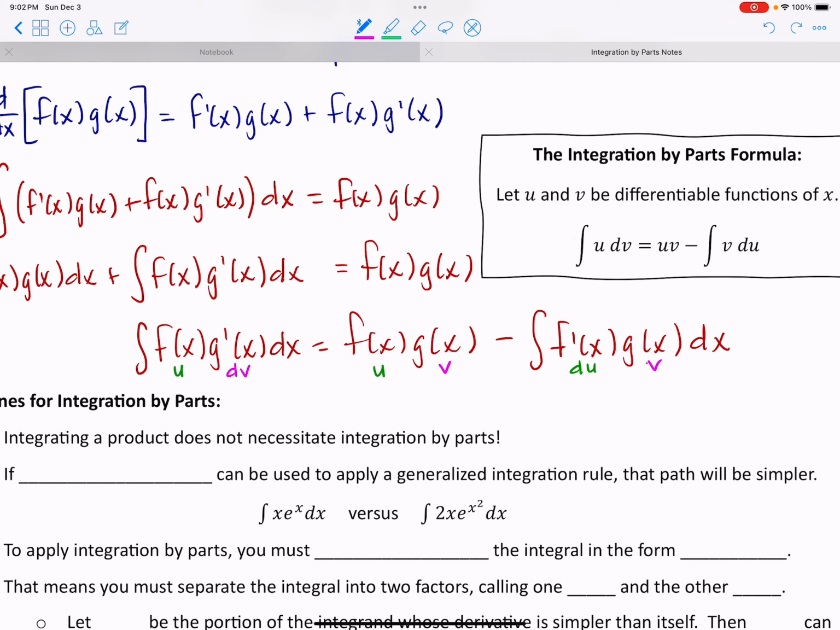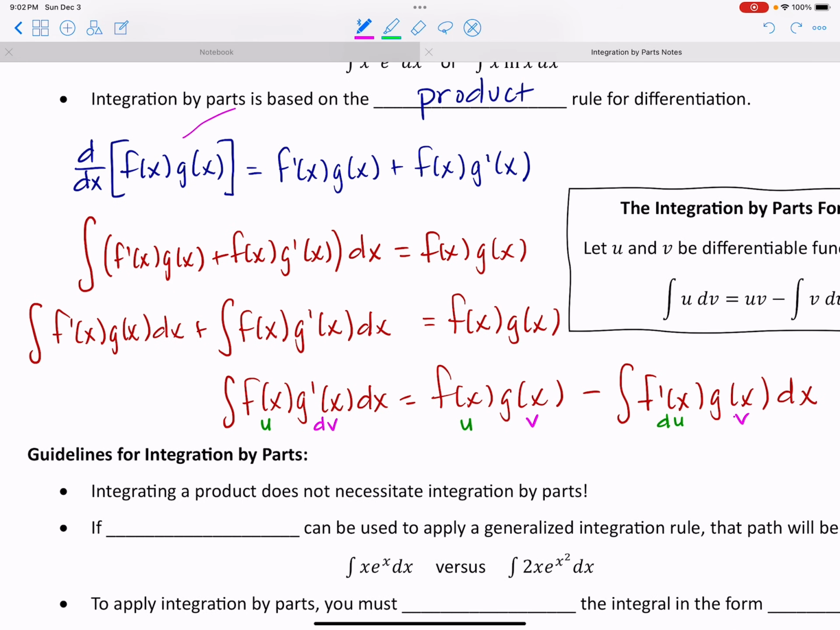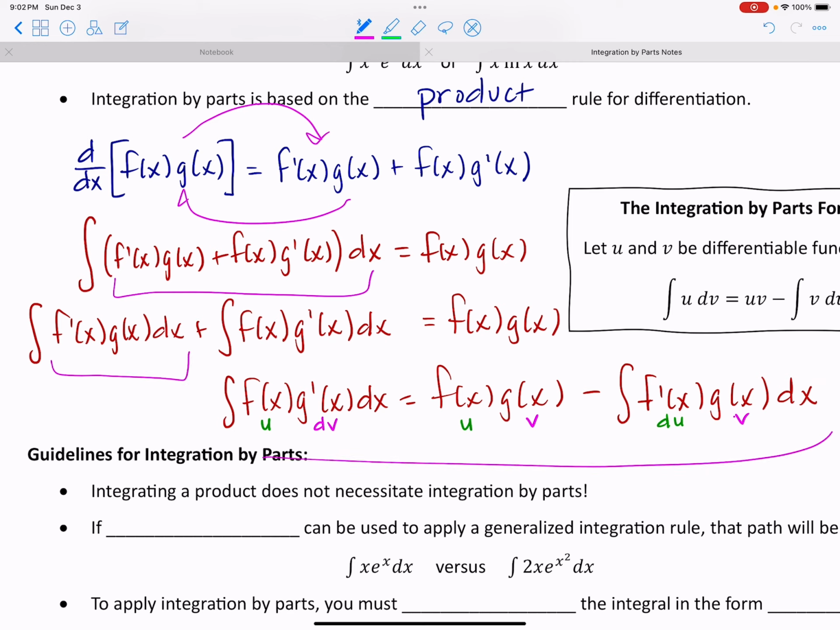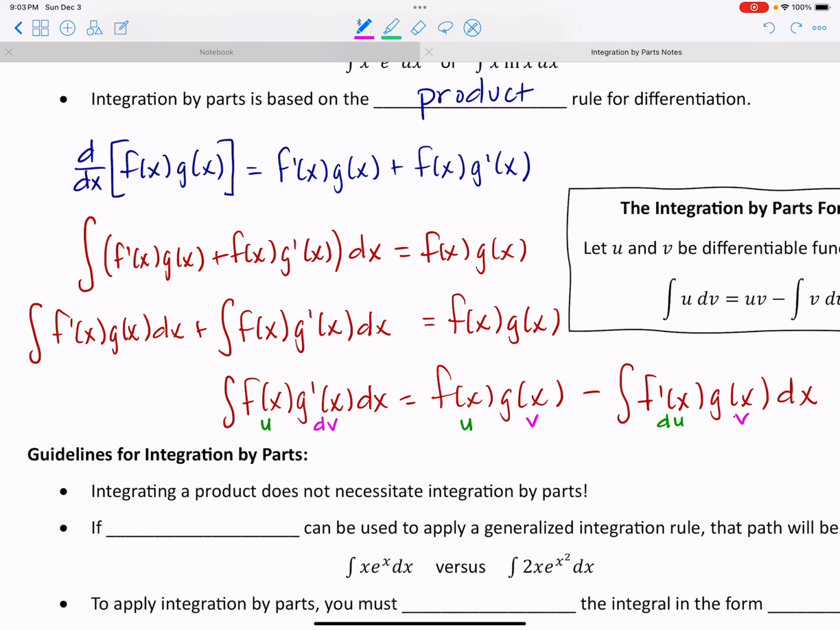So the integration by parts formula, again, is just a derivation of our product rule for differentiation. Again, if we took the derivative of a product, it takes us here, which means if I take the integral of this, it would take me back to the original function. So if I do that, separate this into two integrals, and then subtract this piece over, we end up with exactly our integration by parts formula. Okay, so hopefully that makes a little bit of sense, just to see where the formula comes from.